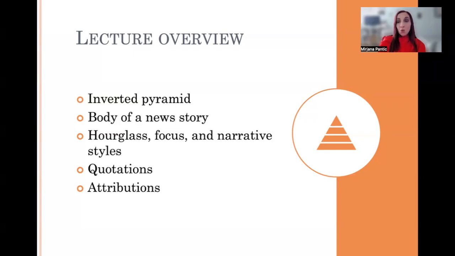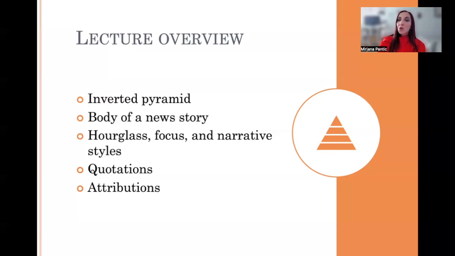Attributions are also critical because we want to show that we are a credible journalist who is also transparent, showing to their readers, viewers, or listeners how they know what they know, how they collected that information, who is the person, or what is the document that they derived the information from.